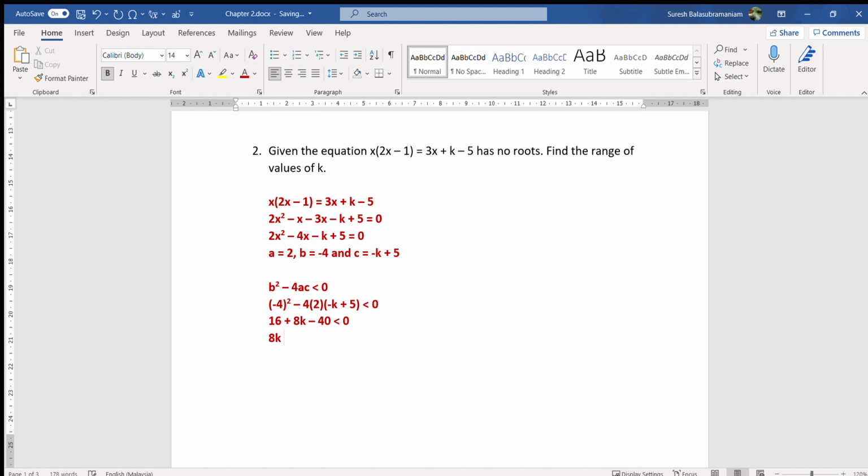Simplify 8k, 16 minus 40, you get negative 24, less than 0. 8k is less than 24. K is less than 24 over 8, then k is less than 3. Okay, so that's the answer for number 2. K is less than 3. We move on to number 3.